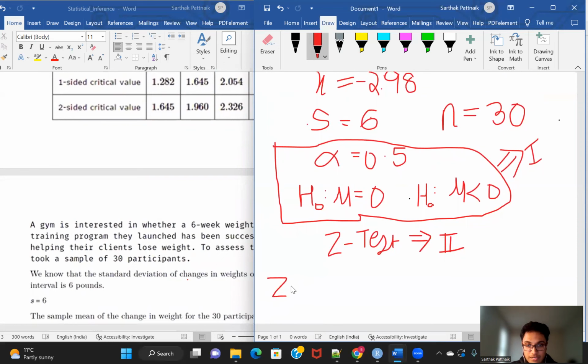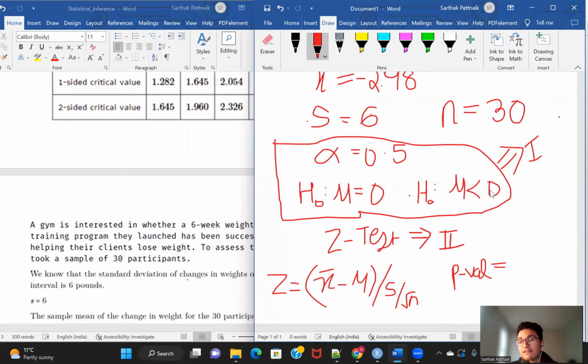My test statistic or z value is going to be x bar minus mu, divided by s divided by square root of n. And my p-value is going to be, since I am concerned with only calculating the less than part, or I'm finding evidence for when mu is less than 0, I'm considering only the left hand side of the test, which is why I'll be just doing pnorm of z.